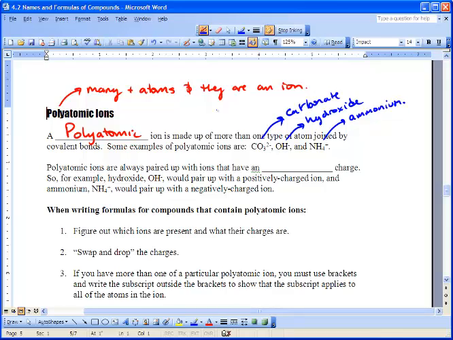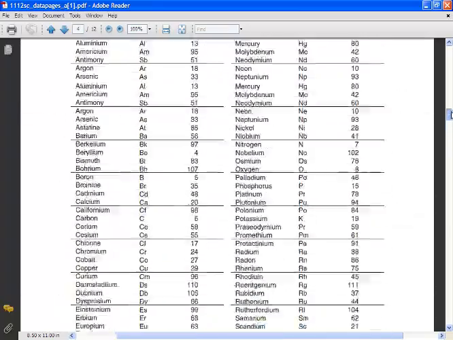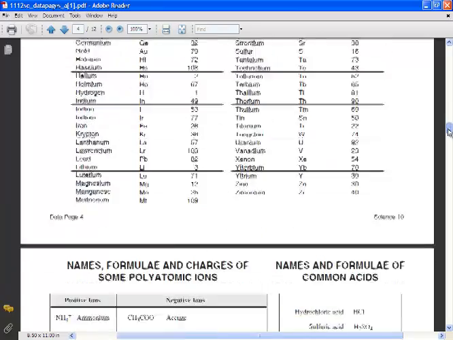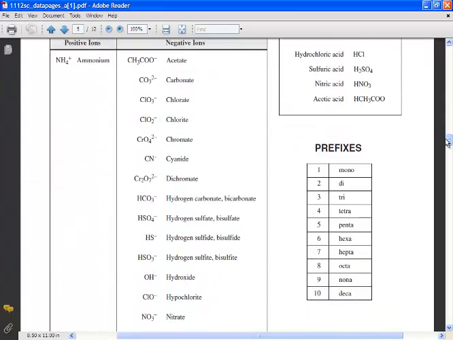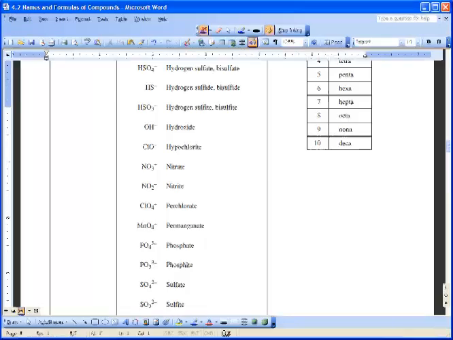Now you may be wondering where you can find the names of these. I'm never going to ask you to memorize these. They're actually in your data booklet. So it looks like this on your data booklet. You've got your periodic table of elements that you have been looking at, and if we go down a few pages, we can see the different polyatomic ions. All right? And so it gives them to you, and you can find them there.